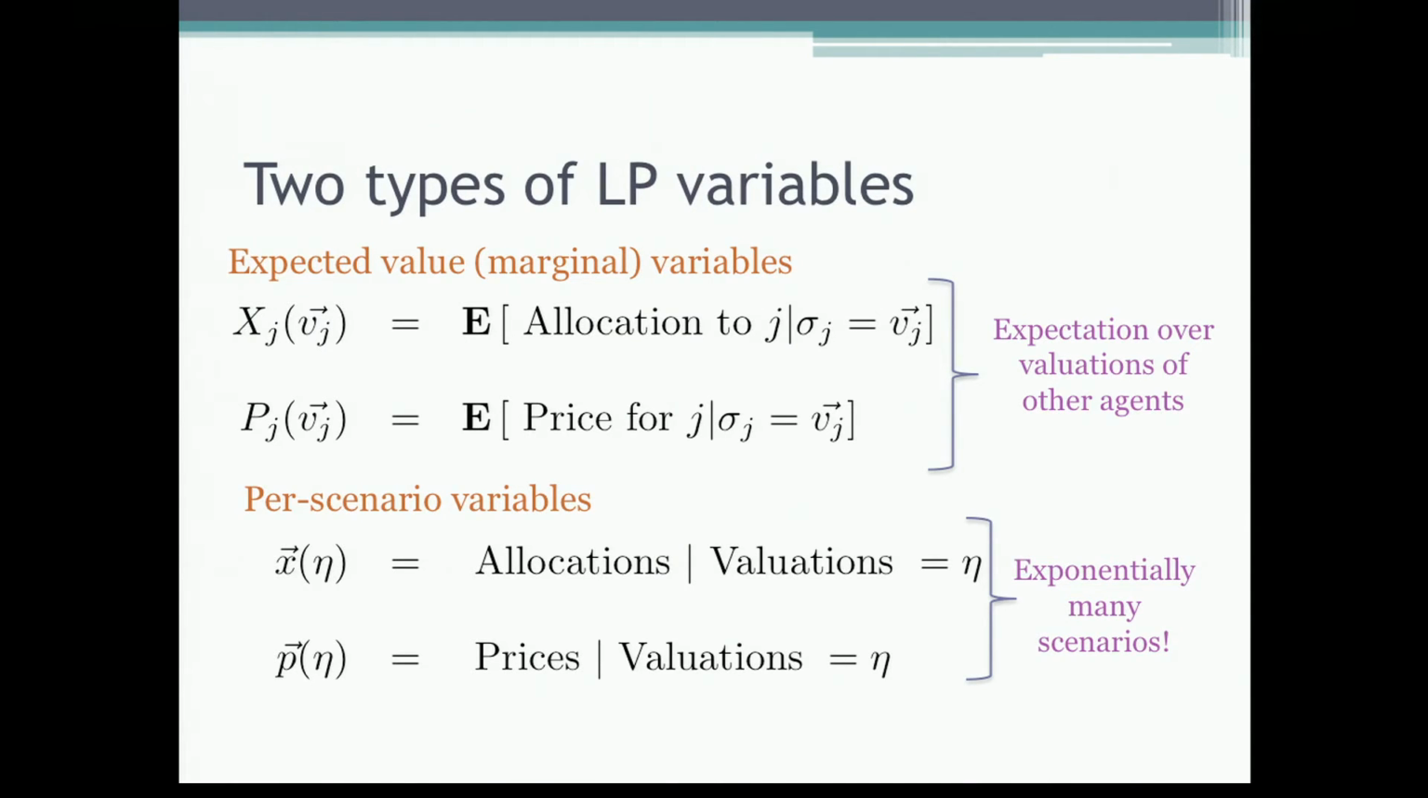Now you can have variables per scenario, and by a scenario I mean, what does everybody reveal together? So let's denote by eta a scenario. What are the allocations I make in this scenario, and what are the prices I charge in this scenario? The number of scenarios is exponentially large, because the scenario depends on what everybody reveals. With n bidders, there are exponential in n scenarios.